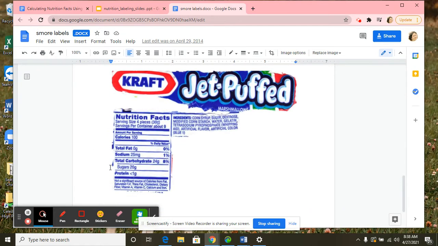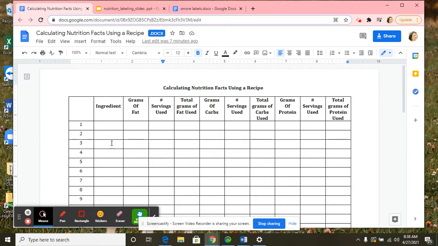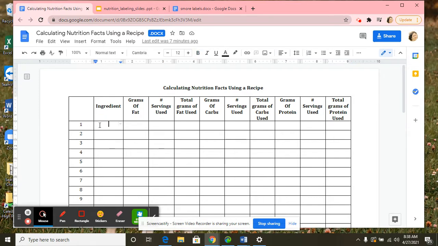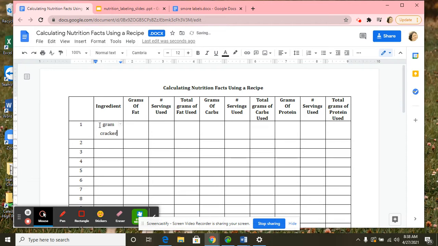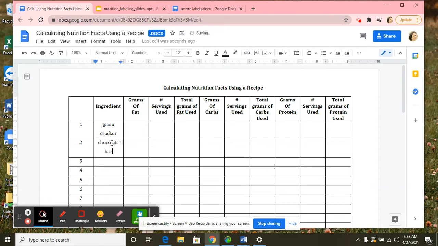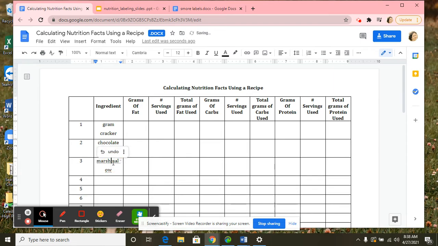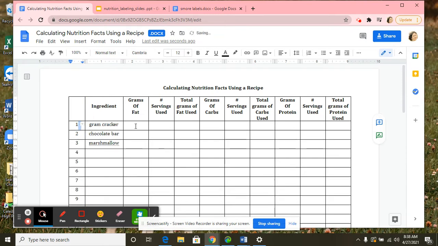So the first thing we're going to do in filling out this chart is determine the ingredients. So we just went through that. Graham crackers is ingredient 1. Second ingredient was the chocolate bar, and lastly, marshmallow. Okay, then we're going to work ourselves across the chart.